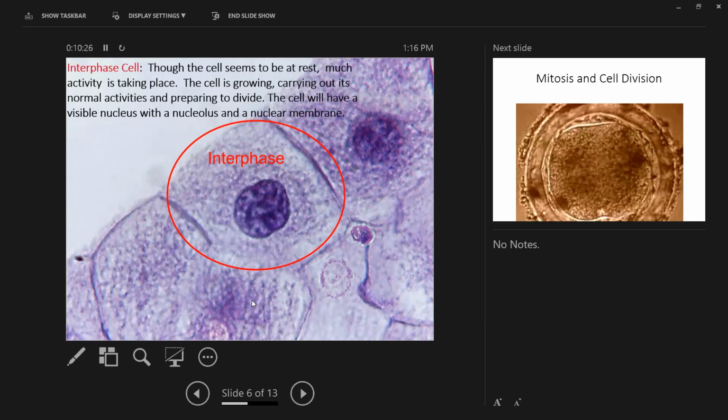Now, if a cell lives for 10 days, it will spend the last 30 seconds of its life replicating itself. It will separate the DNA, it will copy the DNA and then make 2 daughter cells. And then you've got 2 new cells going. But again, the amount of time spent in interphase is probably 99.99% of the cell's life. Mitosis lasts seconds.